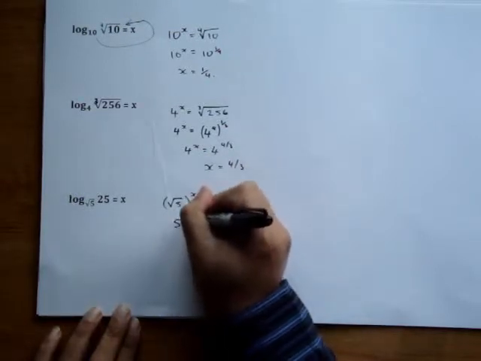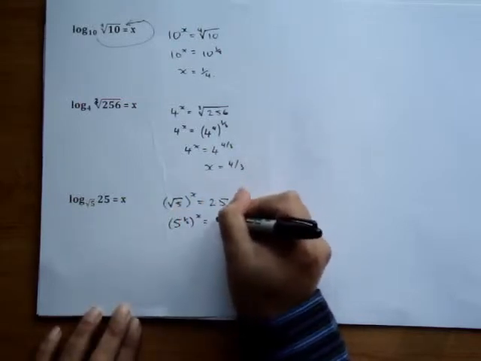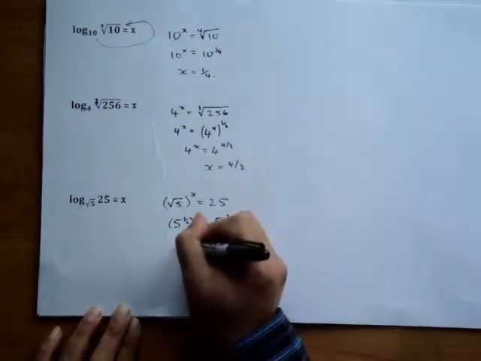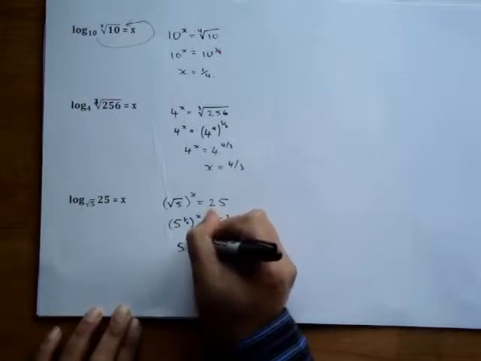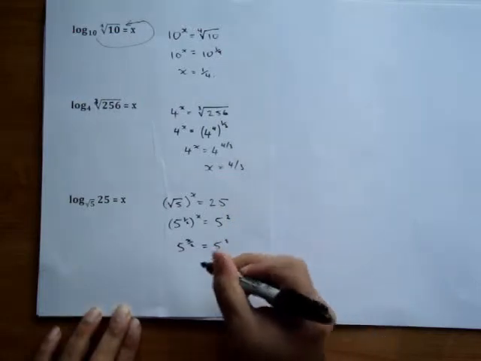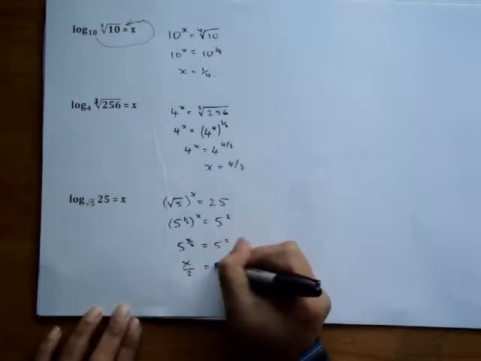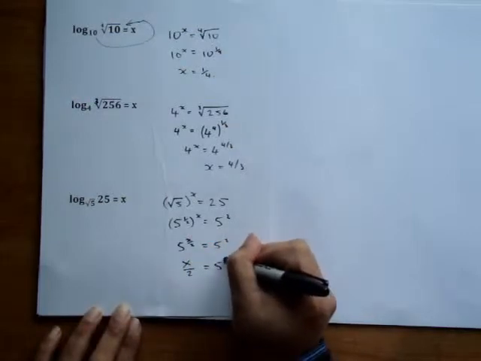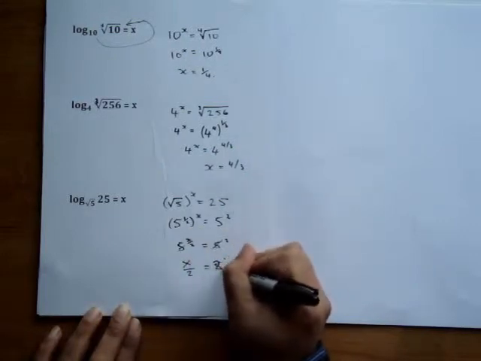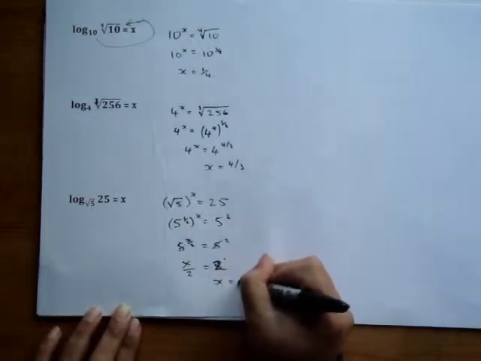So square root of 5 is 5 to the power half, x, and 25 is 5 squared. So this becomes 5 to the x over 2 equals 5 to the 2. We've got the bases the same, so x over 2 equals 2, so we can ignore the 5's, and then x equals 4.